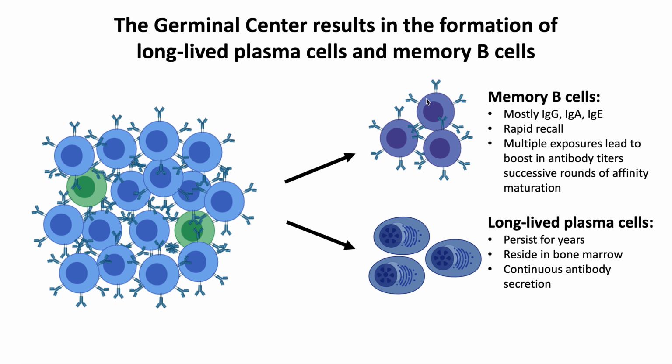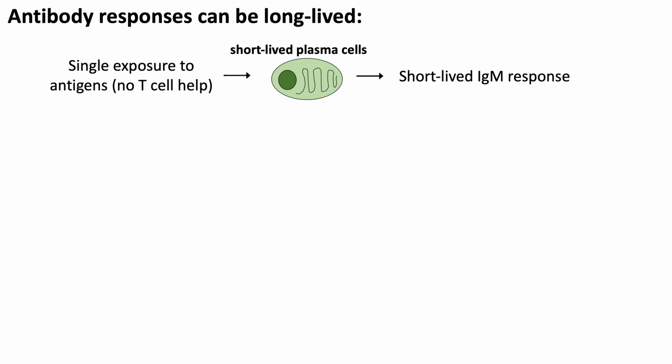The second cell type that results from these germinal center reactions are the long-lived plasma cells. And these secrete copious amounts of antibody. They can persist for years. They reside in the bone marrow and are the reason behind why, after an infection is resolved, antibodies for that infection can persist for long periods of time. So antibody responses become long-lived.